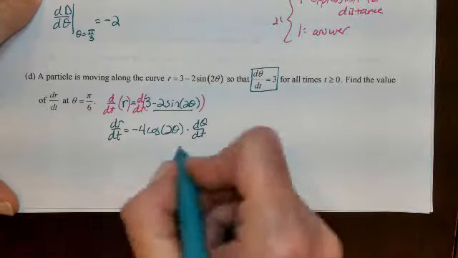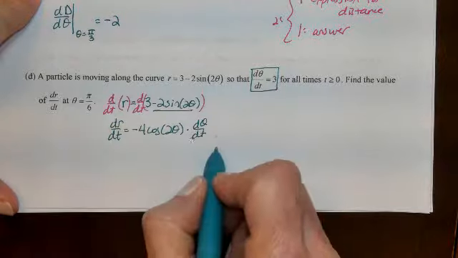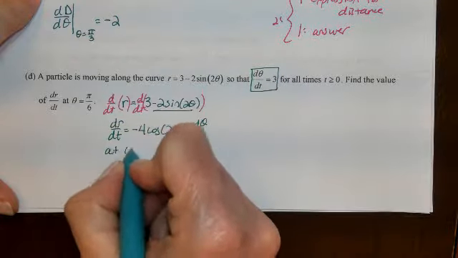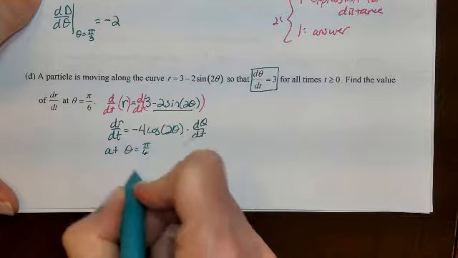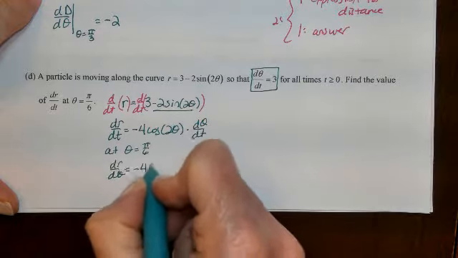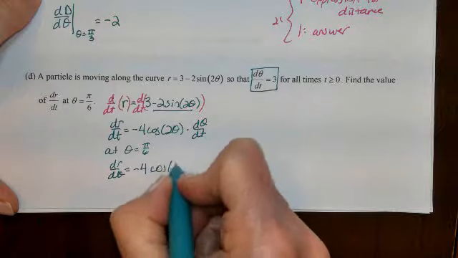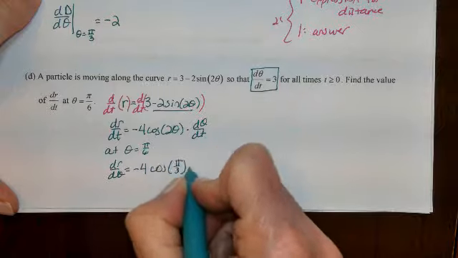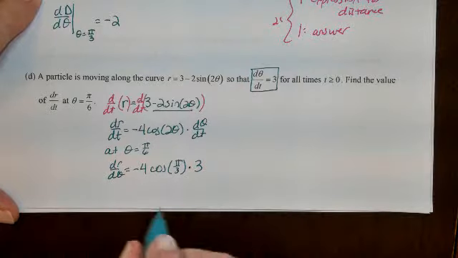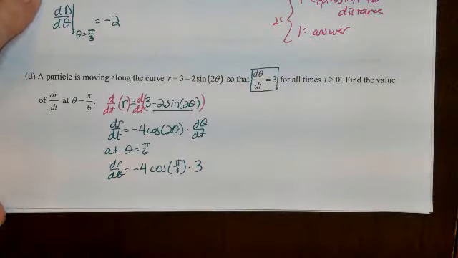All right, and now we just have to put in pi over 6. So at theta equals pi over 6, dr/d theta is negative 4 cosine of pi over 3 times 3 for d theta/dt. And that would be a safe stop spot, so I'm just going to stop there.